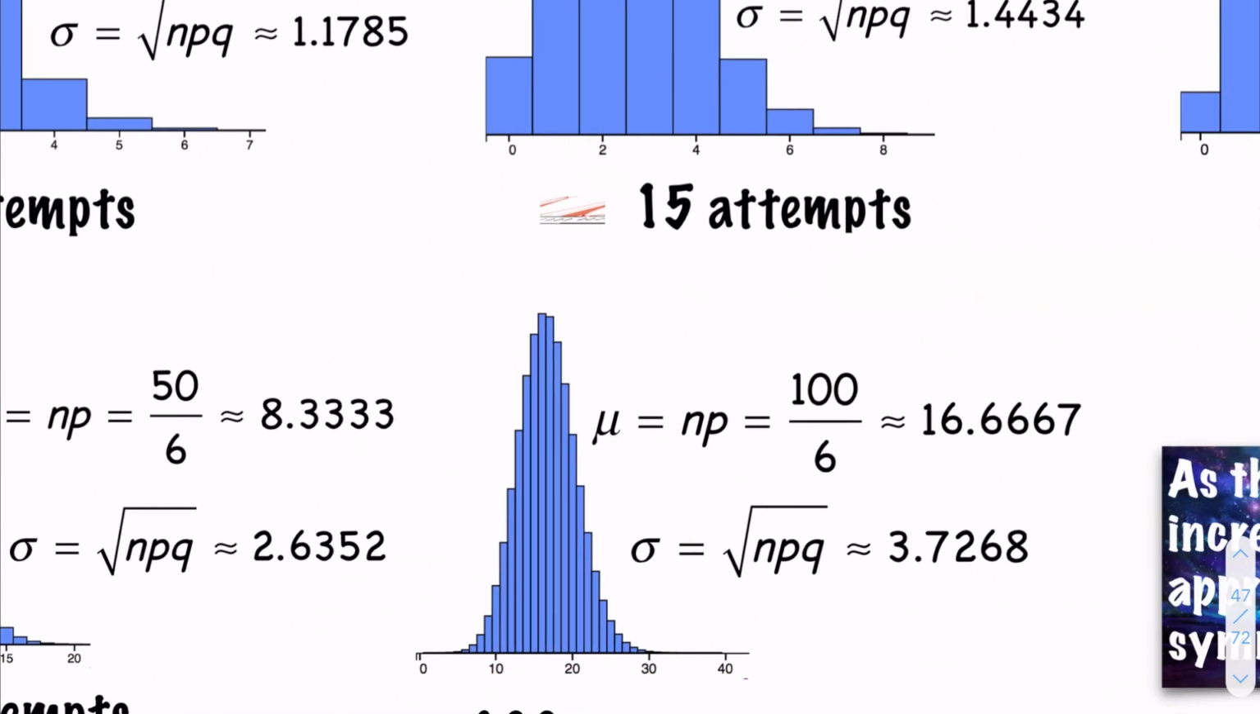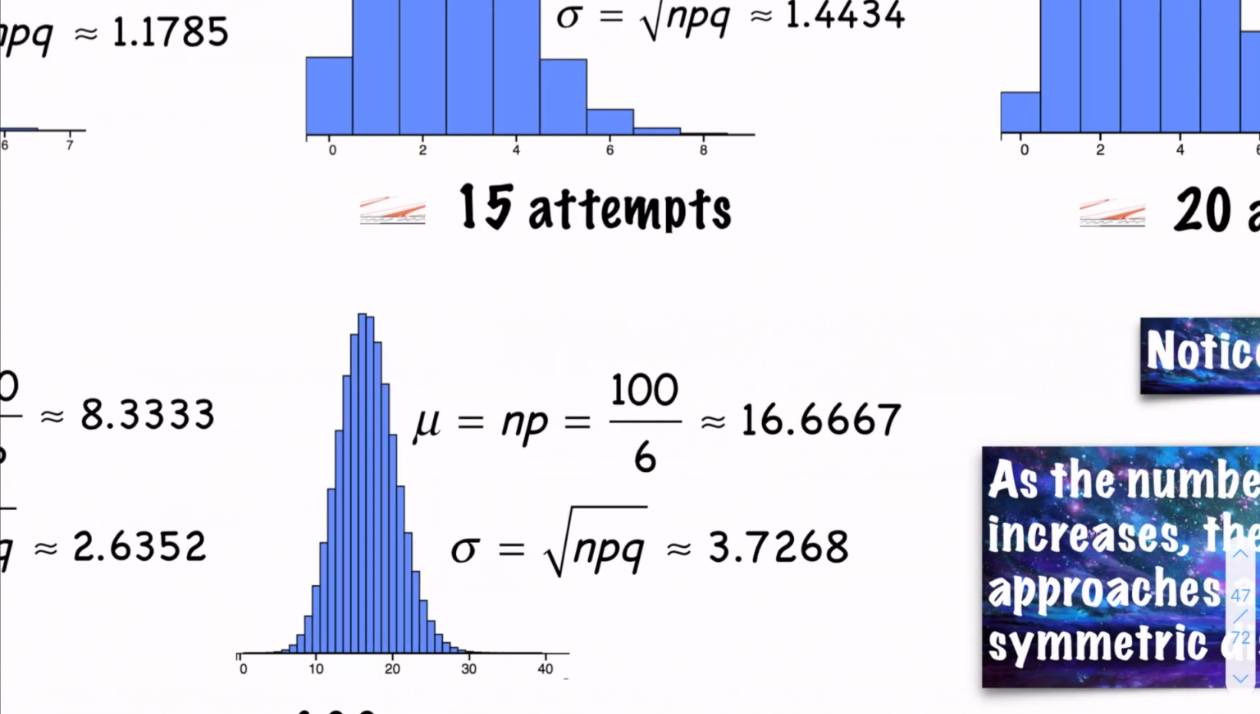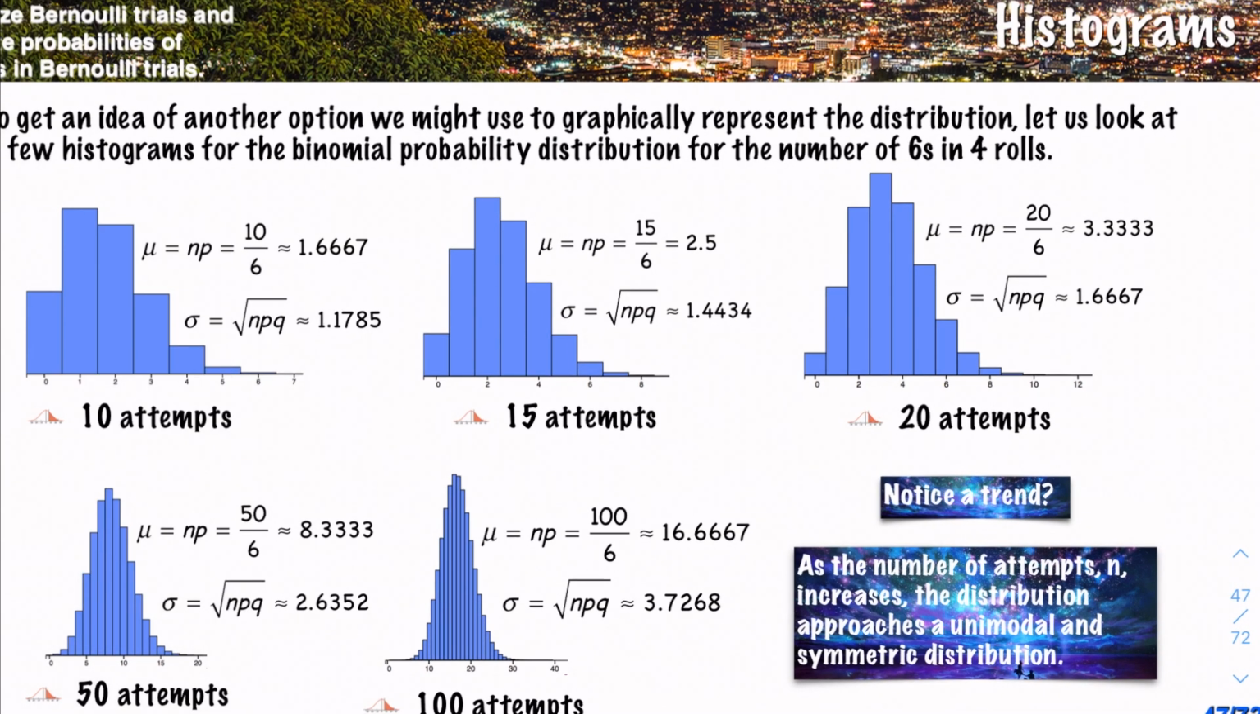And then finally, if we get to 100 attempts, we get this almost normal symmetric distribution. So if you notice this trend, as the number of attempts n increases, the distribution approaches a unimodal and symmetric distribution. And that's key for us to note.